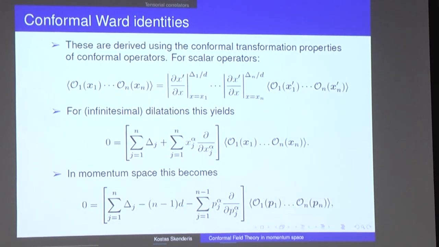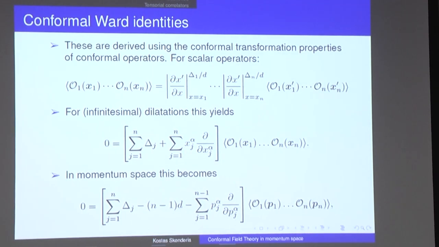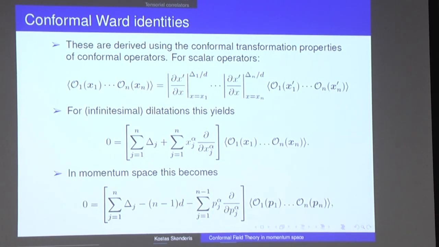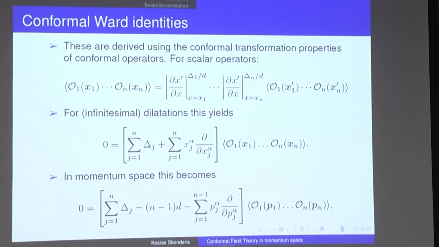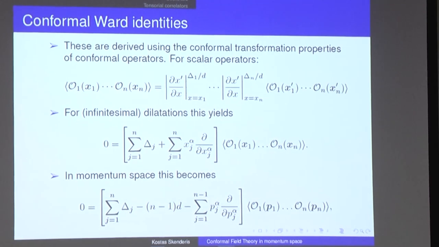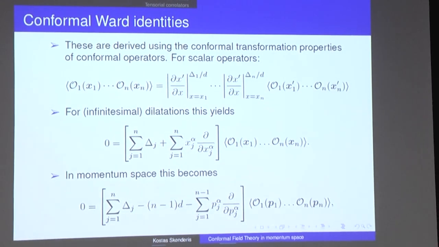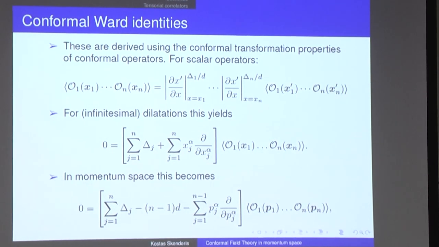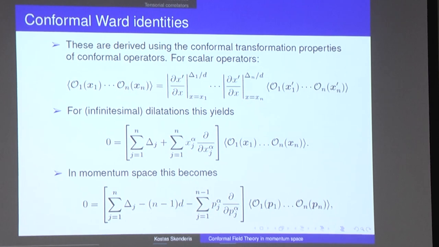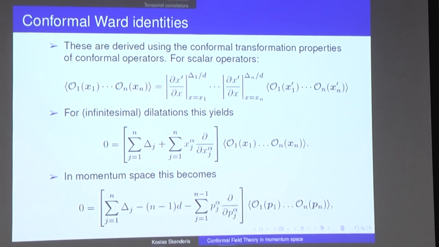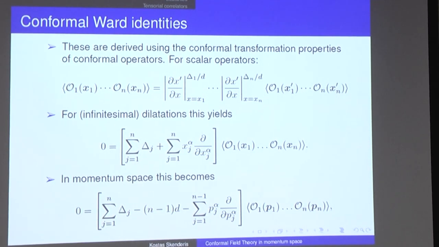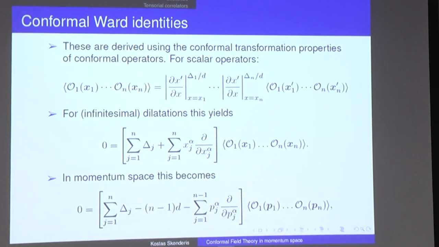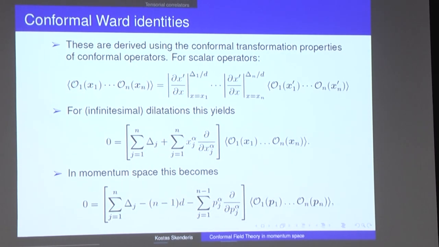Right. So, for infinitesimal dilatations, this leads to an equation of this type, and that equation is very easy to solve. It says that this object here, which is a function of n variables, is a homogeneous function of these variables. You can see here you have x d/dx with a specific weight, which is the total dimension of all the operators involved on the right hand side. Now, if you move to momentum space, there is one symmetry that becomes manifest. The translations lead to conservation of momentum, so we get a momentum conserving delta function.